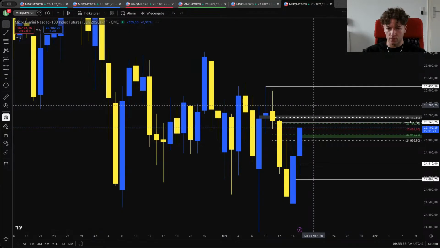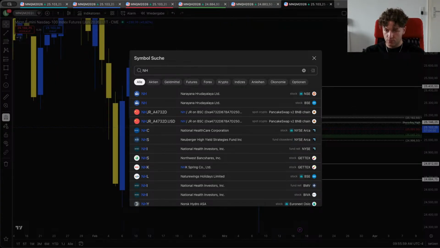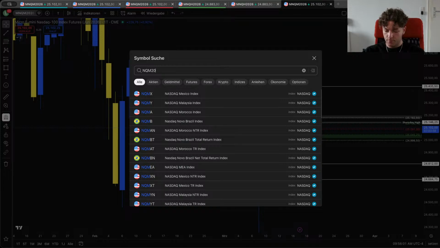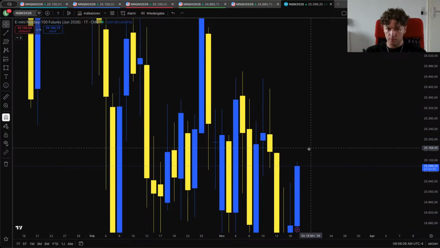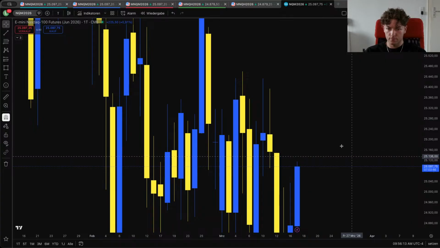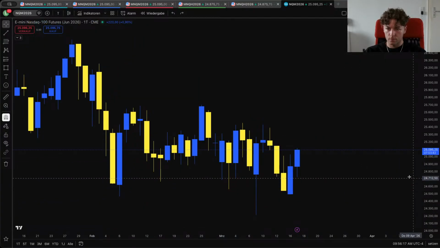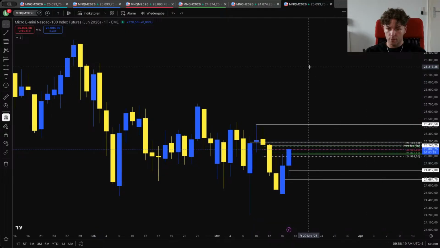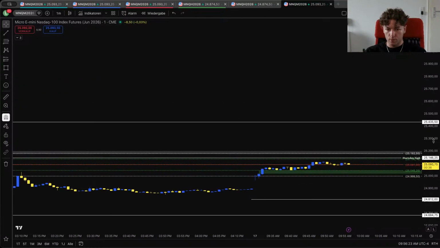Or maybe just for completeness' sake, NQ. And as you can see, there's no volume imbalance in here, but there's a volume imbalance in here. So therefore the fair value gap would be this one right here. Back to MNQ and drop into the 1-minute chart.